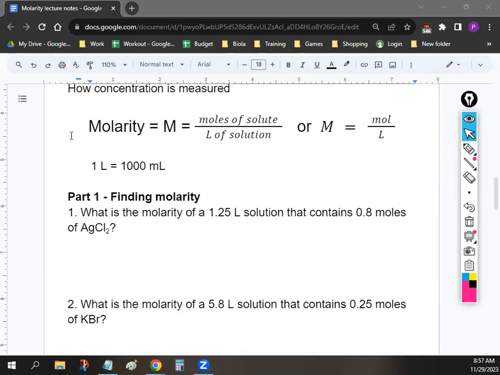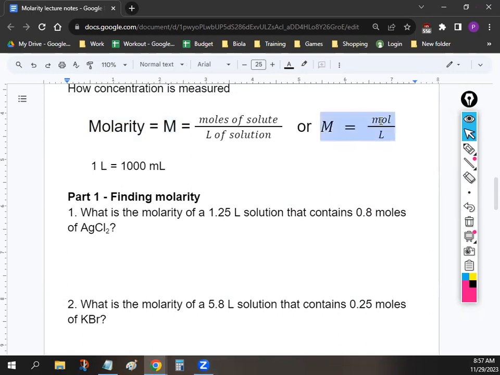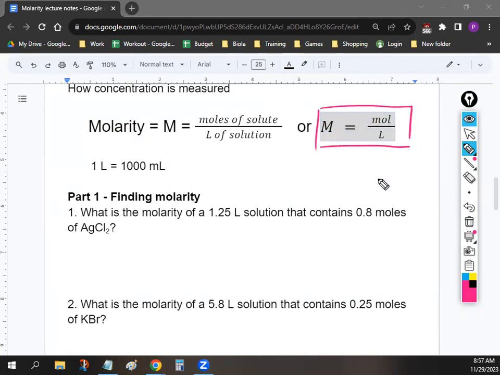The way that we measure concentration, like we said, is molarity. And the symbol for molarity is just capital M. The equation that you'll be given on your exam is this one right here. Capital M equals moles divided by capital L. That's pretty much the same thing as this right here. Molarity is moles of solute divided by liters of solution. So basically, how many moles of your chemical is dissolved in your solution?